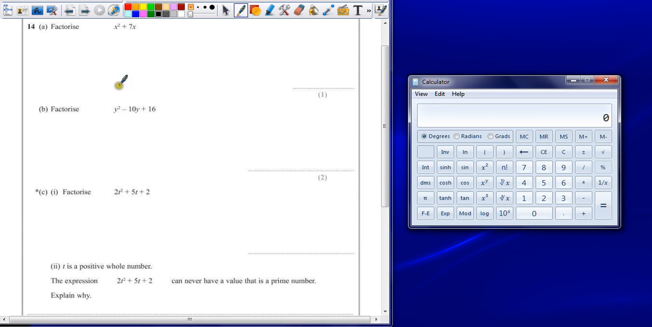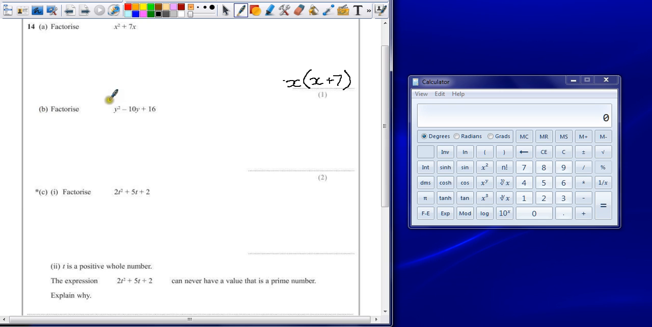Question 14a. Factorise x squared plus 7x. The word factorise means to take out common elements and try and simplify it. So if we look at x squared and 7x, the common element here is x. So if we take x out and put brackets into the expression, what do we multiply x by to get x squared? Well, that's x again, because x times x is x squared. What do we multiply x by to get plus 7x? Well, that's just going to be plus 7.